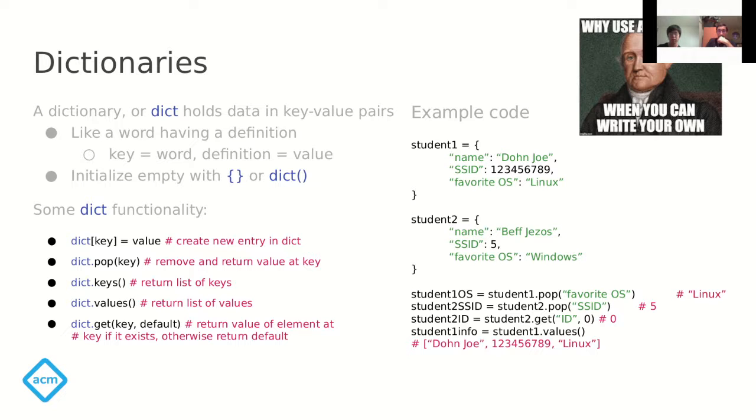So here we have dict.pop. This will essentially remove an entry from the dictionary and it'll return the value. So you can remove by a specific key and return that value. Keys just returns a list of all the keys that are in your dictionary, and values returns a list of all the values. And dict.get(key, default) is very useful if you're trying to get a specific key in the dictionary but you don't know if it exists. If you want to access a key that doesn't exist and you use the bracket syntax, it'll throw an error. But here, it'll just return the default value. So no errors will happen.